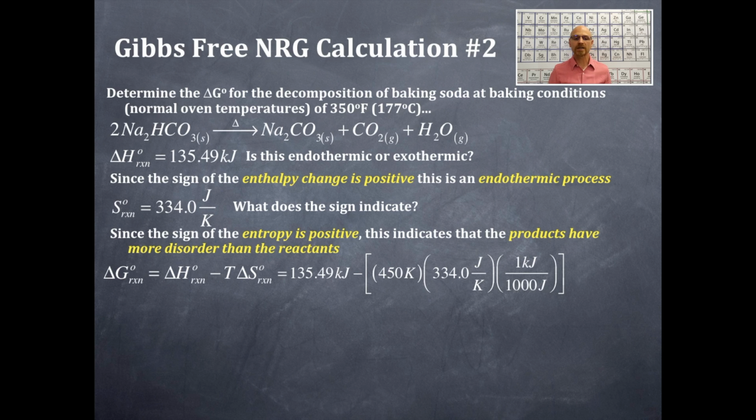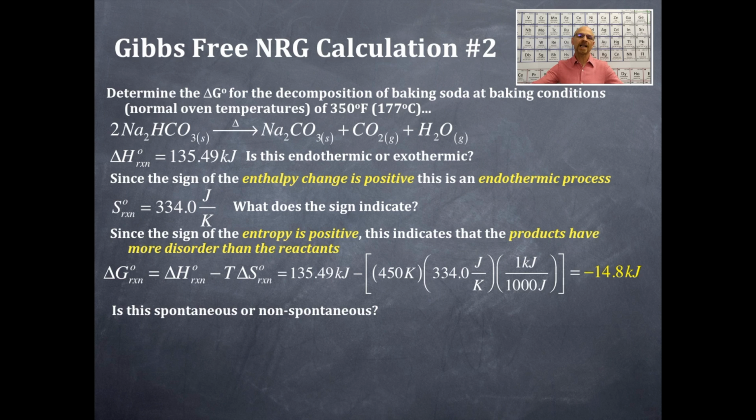So I plug these values in. The enthalpy term is 135.49 kilojoules like it was before. I have 450 Kelvin as my temperature. I got my 334.0 joules per Kelvin as my entropy term, and then converting that joules into kilojoules, I'm going to divide by 1,000 joules. I'm going to sum all this up here, and I'm going to get this value at negative 14.8 kilojoules. Okay, now this is very important here, because at negative 14.8 kilojoules, we should know that there has been a sign change for Gibbs free energy.